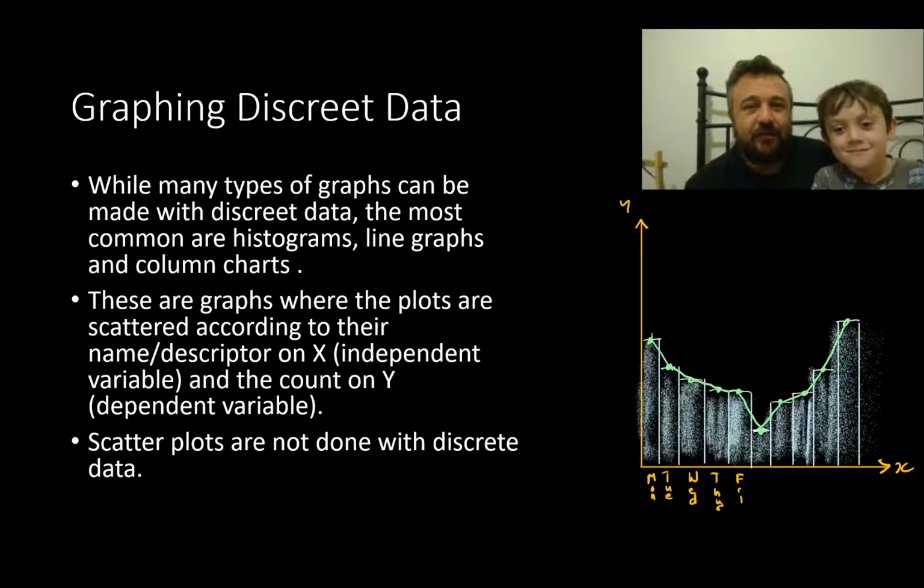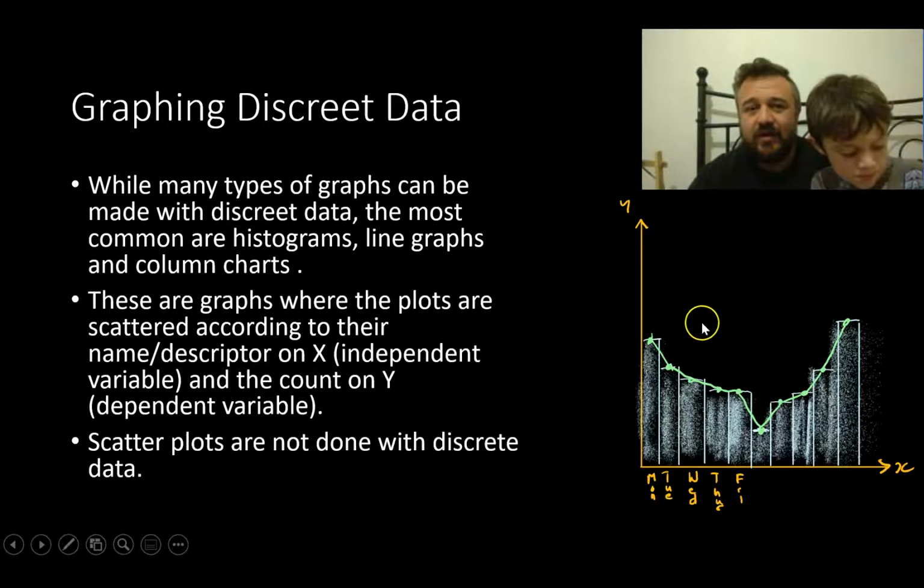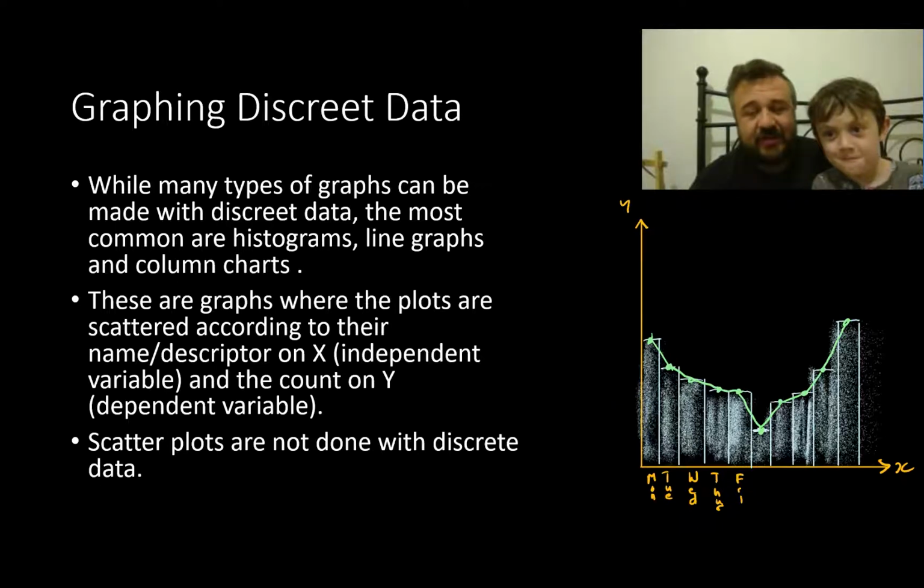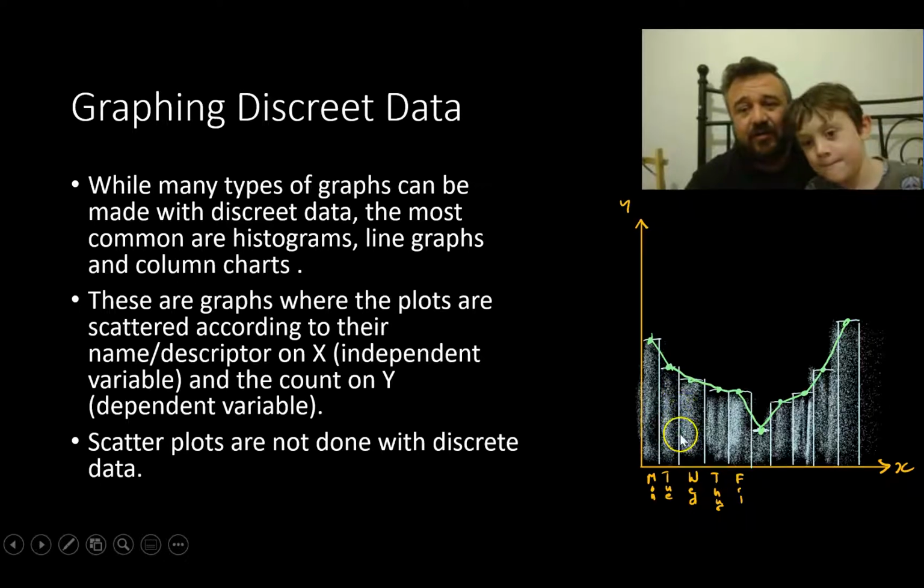Okay. So, when we graph discrete data, it's really interesting. We can use several types of graphs. We can use histograms, line graphs, column charts. We can't use scatter plots. With the graphs we've got here, the plots, which is where we point the graph, are scattered according to their name, which is on the x-axis, and the count, so how many of them there are, on the y-axis. Scatter plots themselves, though, are not done with discrete data. So here on Monday, we have more of something than we did on Tuesday.